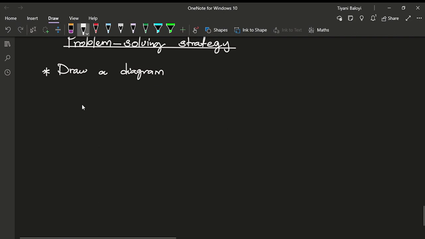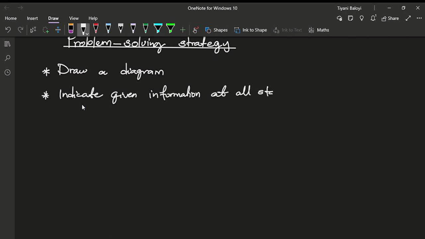The next step is to indicate given information at all stages. So what does indicate given information at all stages mean? It means that, let's say for example, you start at rest. What do you have at rest? What's your velocity? What's your displacement? What's your acceleration? What's the time?